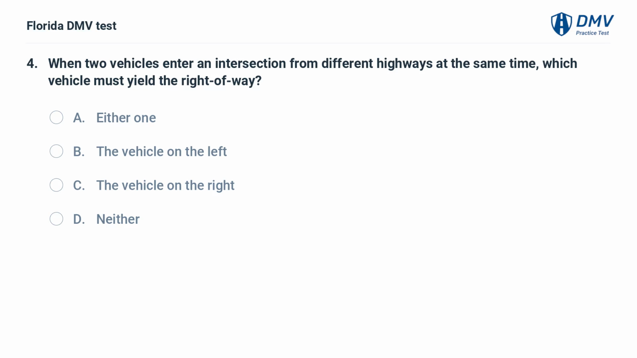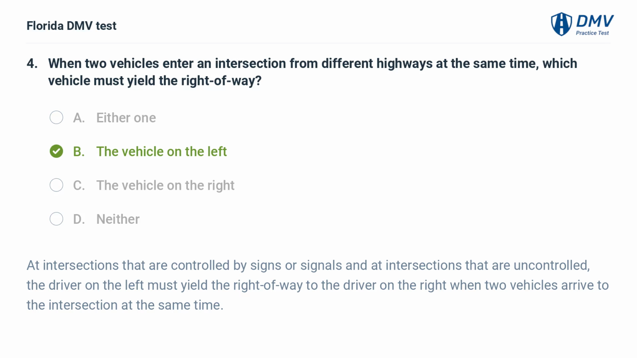When two vehicles enter an intersection from different highways at the same time, which vehicle must yield the right-of-way? A. Either one. B. The vehicle on the left. C. The vehicle on the right. D. Neither. B. The vehicle on the left. At intersections that are controlled by signs or signals and at intersections that are uncontrolled, the driver on the left must yield the right-of-way to the driver on the right when two vehicles arrive at the intersection at the same time.